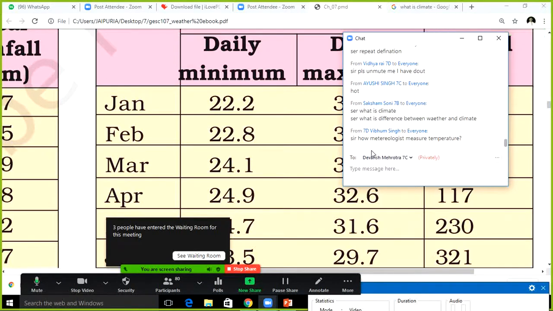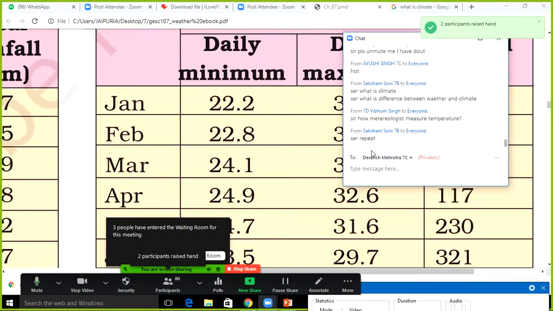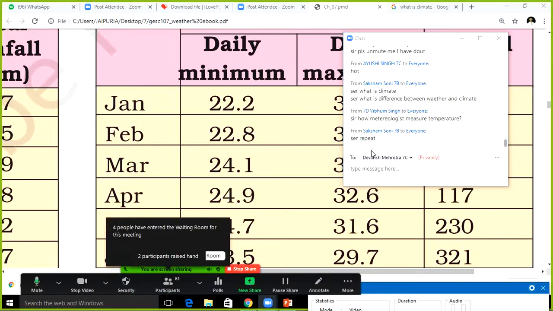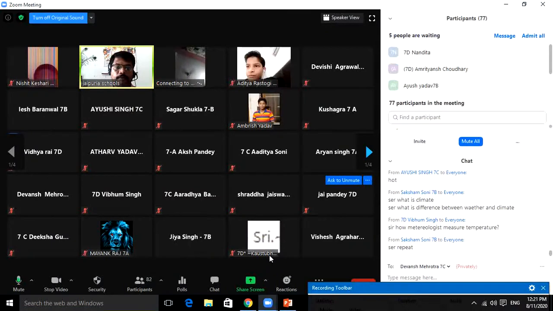Meteorologists are just measuring the temperature. Here Bibhum has asked one question: how do meteorologists measure the temperature? The temperature is basically measured by the thermometer, and the rainfall they measure by the rain gauge. Okay, Saksham, the difference between weather and climate.